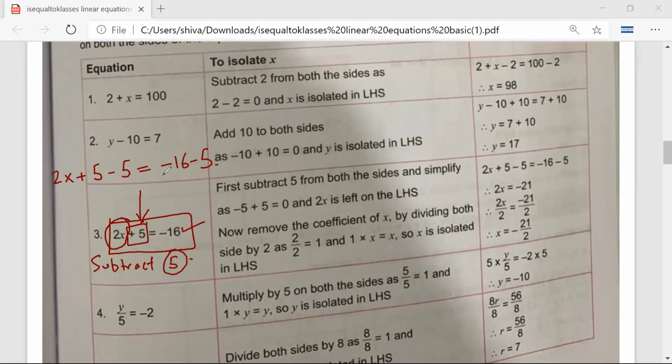No, sir. This 5 and this 5 will cancel. So I'll have 2x is equal to minus 21. Mr. Satya, any doubt? No. Okay. Mr. Sarthak, what should I do next? 2x is equal to minus 21. What should I do next?